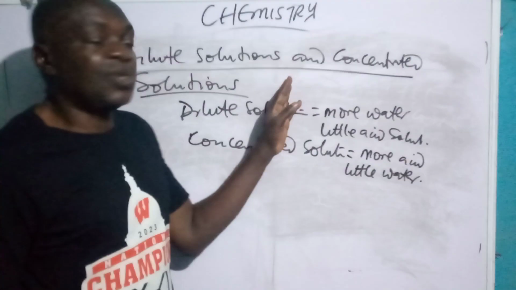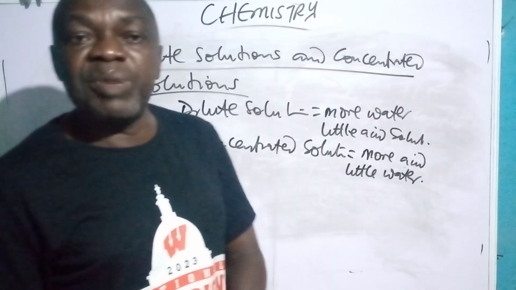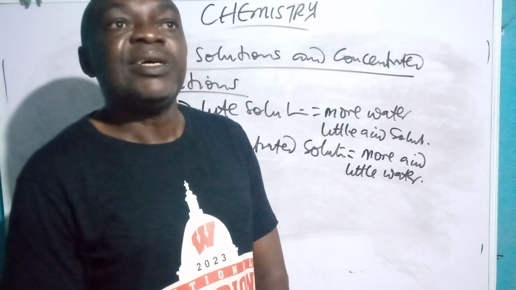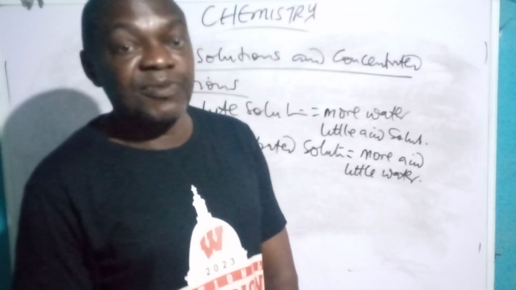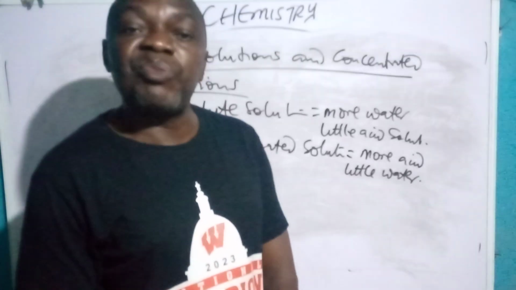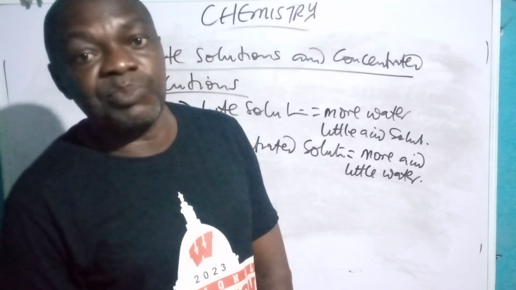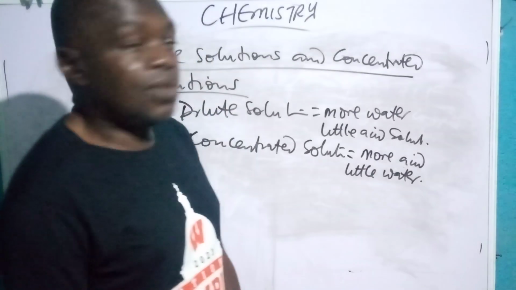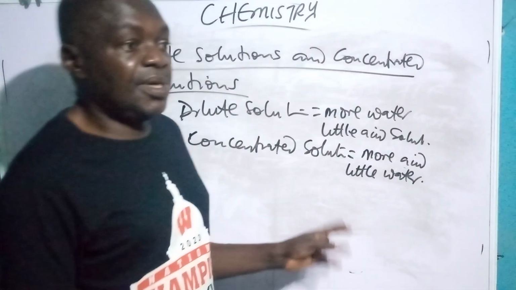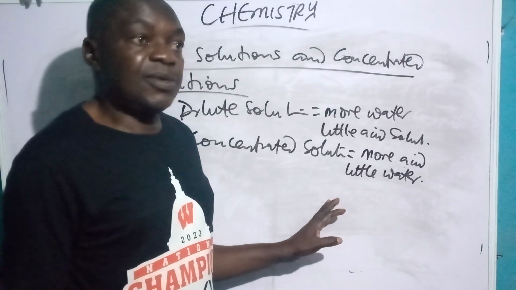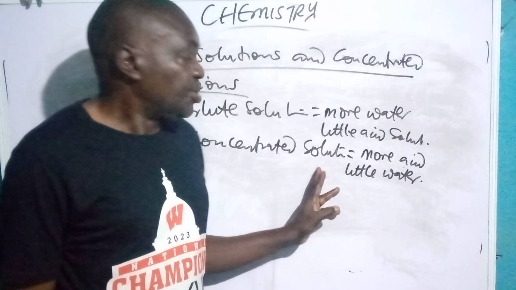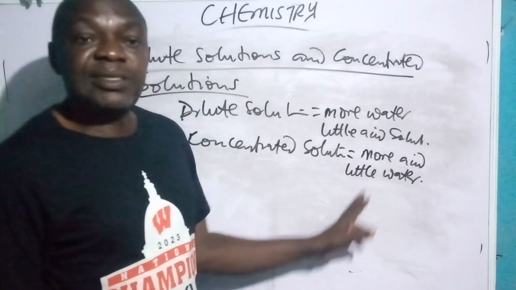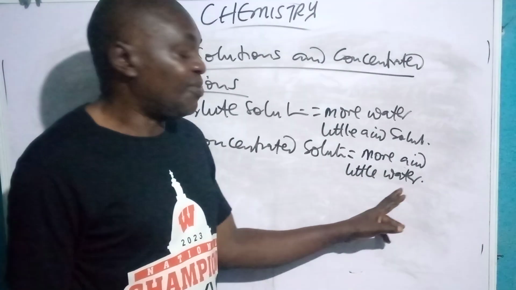So this is where we stop the class for today. Please remember, dilute solutions contain a large amount of water and little amount of acid. Remember, you don't pour water to acid, you pour acid to water. You continue to increase the concentration gradually. Then a concentrated solution contains more acid and very little amount of water.